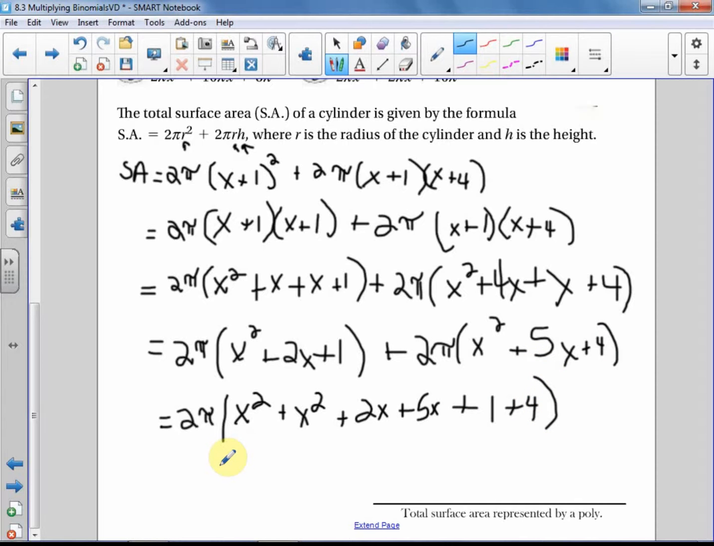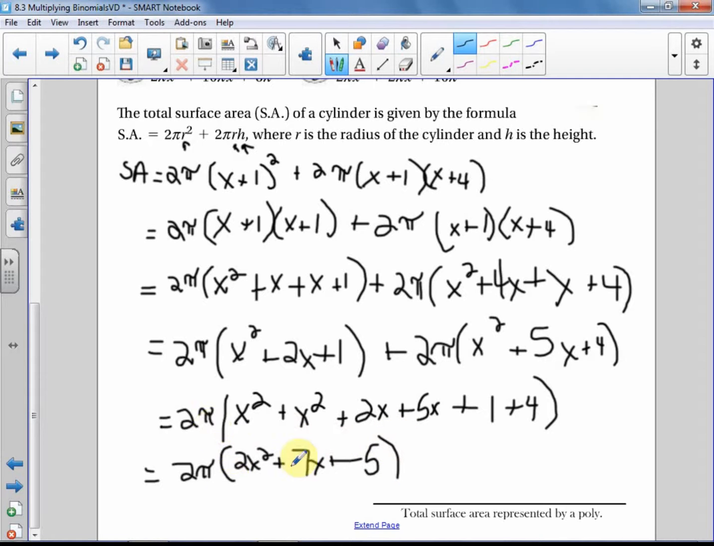Now I'm going to combine like terms. So 2 pi times 2x squared plus, not 7, Miss B, that would be 10. No, it would be 7. I've been here too long. 7x plus 1 plus 4, 5.